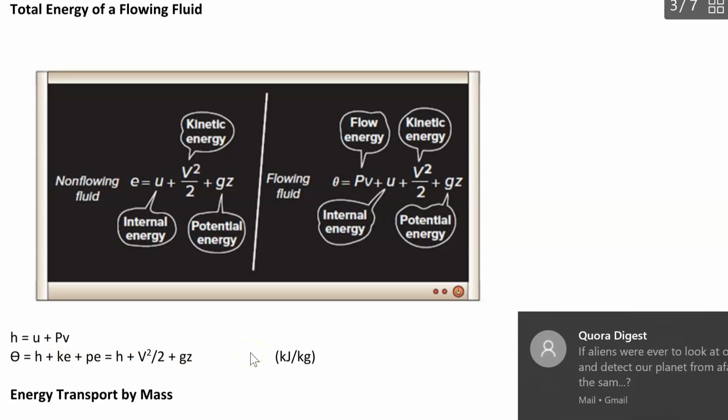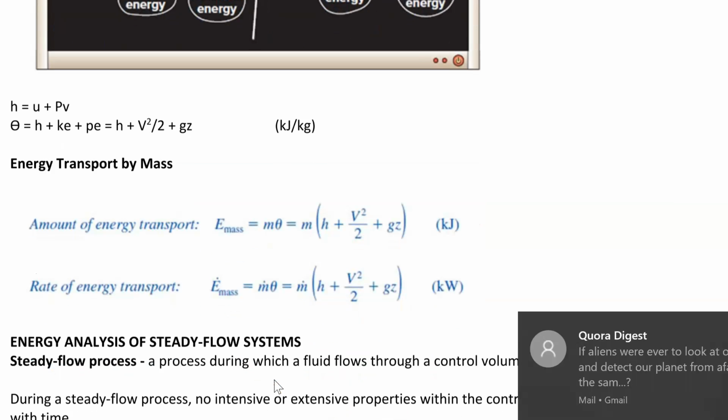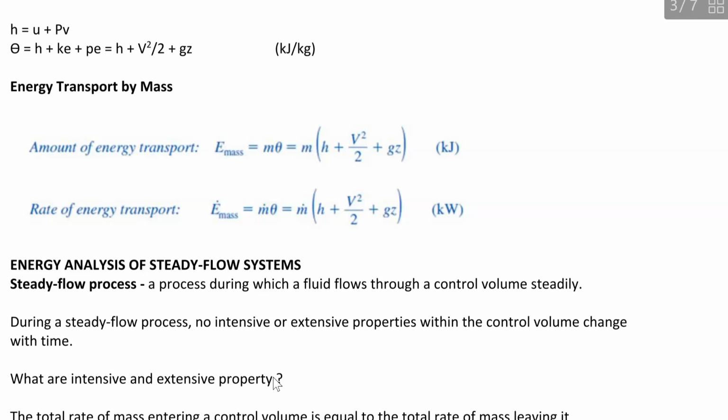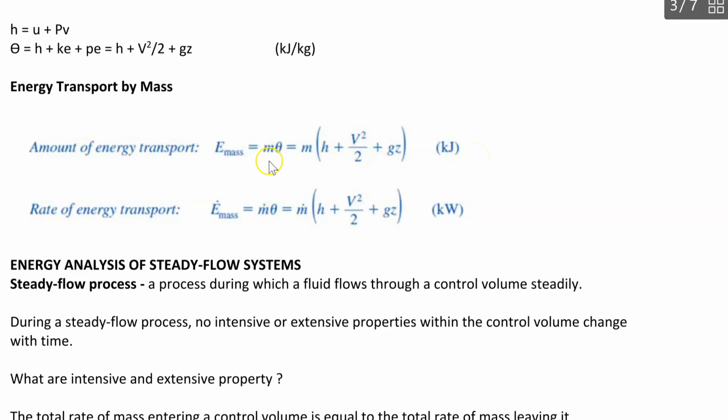So that's the one there. Okay, so energy transport by mass. So this is the flow work basically. So here's the energy that the mass brings in. This is for the total energy. So this would be written for all of the mass that occurs.